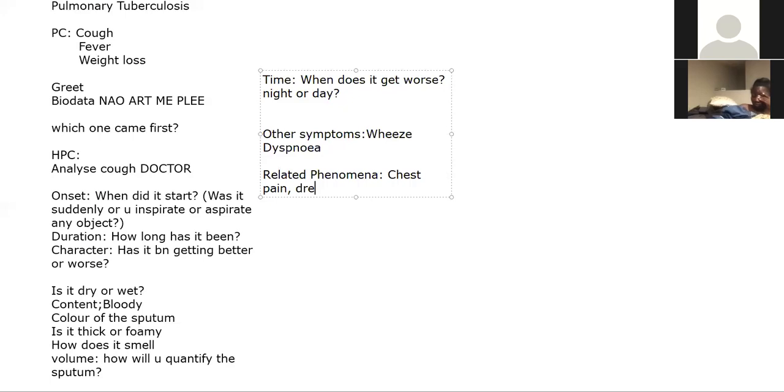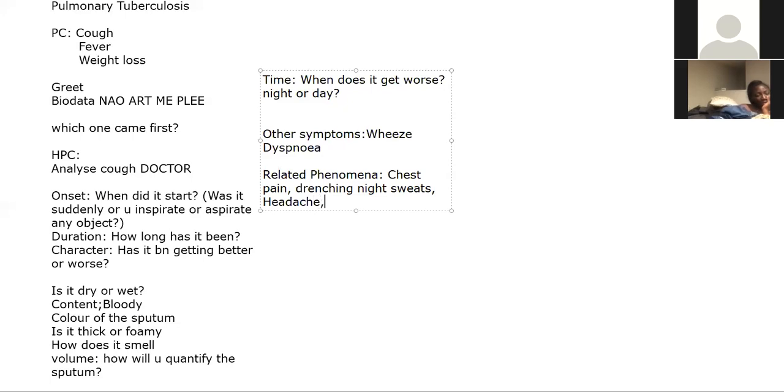Somebody who is coughing is probably TB. It's probably pneumonia. It's probably HIV. You understand? So you want to ask about drenching night sweat. It's a very common thing. You want to ask about it. Okay, you want to ask if the person has been having headache also. Those are the related phenomena.